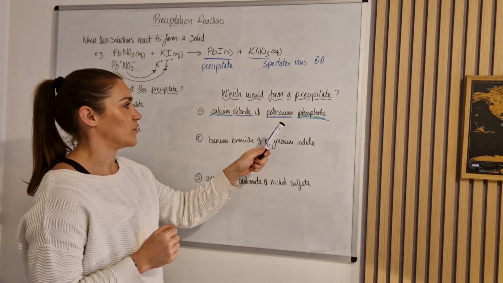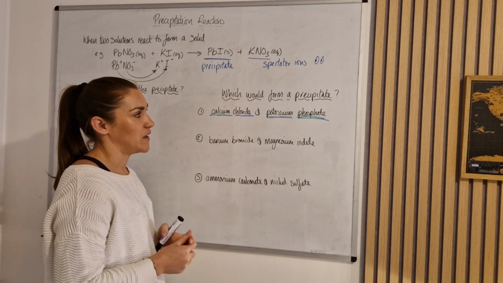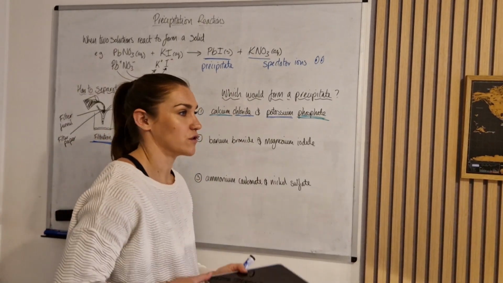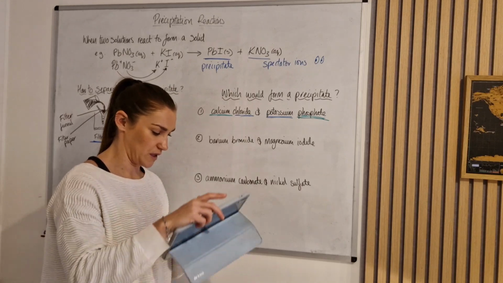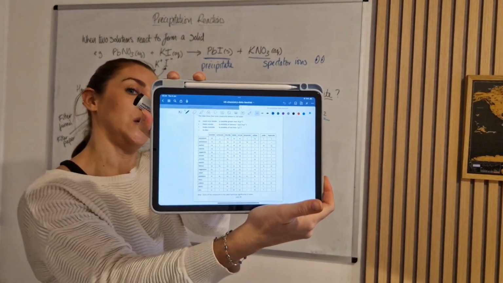We've got calcium phosphate and potassium chloride. To work out if either of them are a precipitate, all we have to do is look up the solubility table in the data booklet. So it's on page 8 of the data booklet. You can see it here.